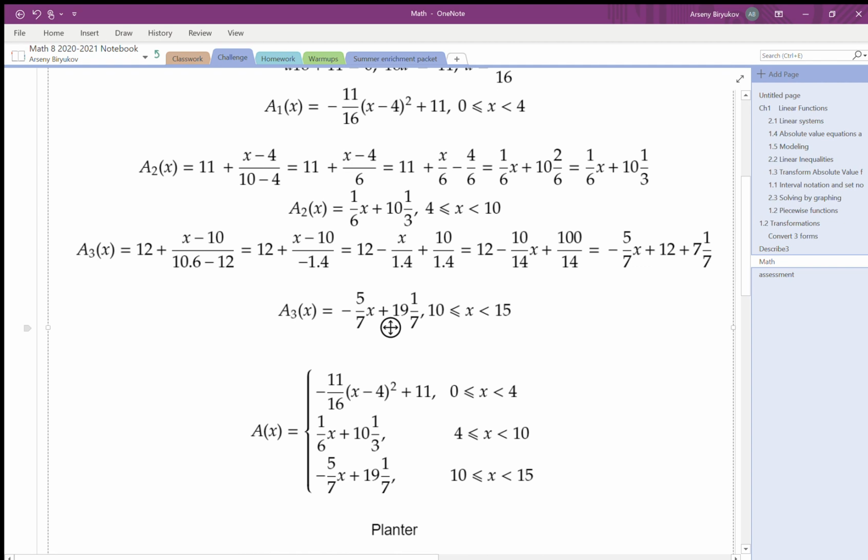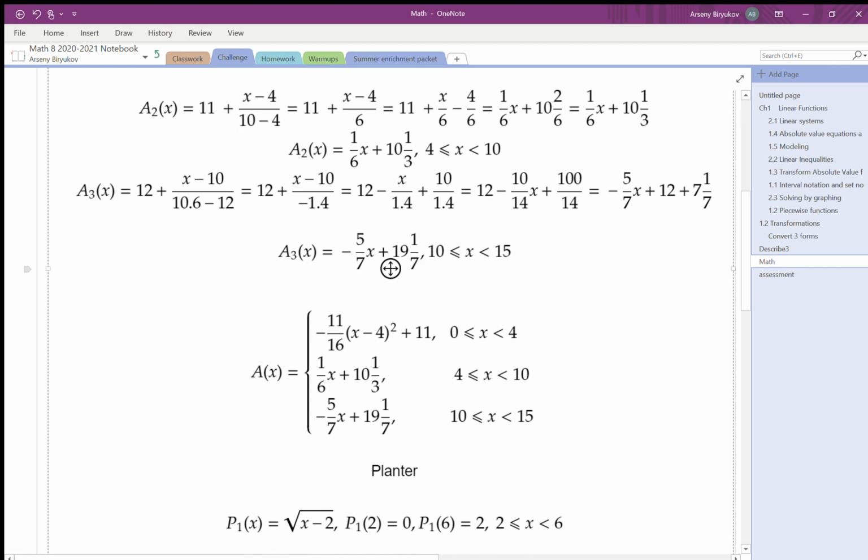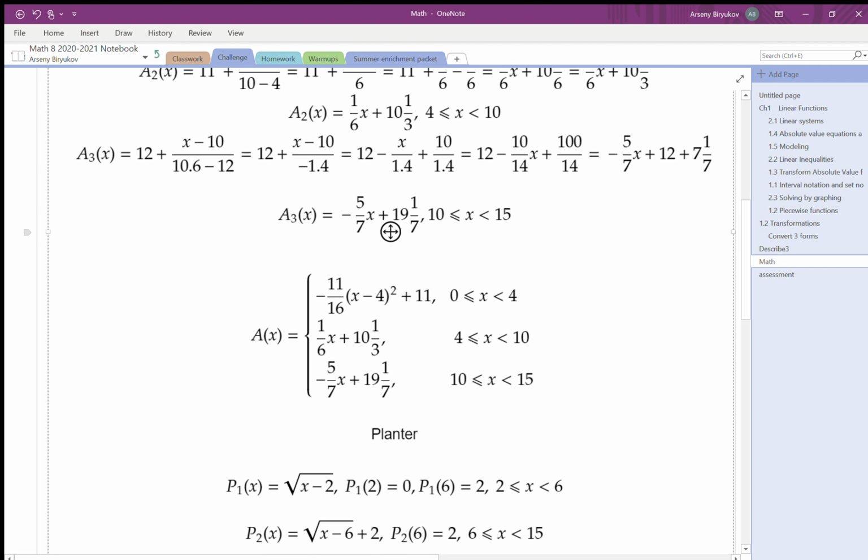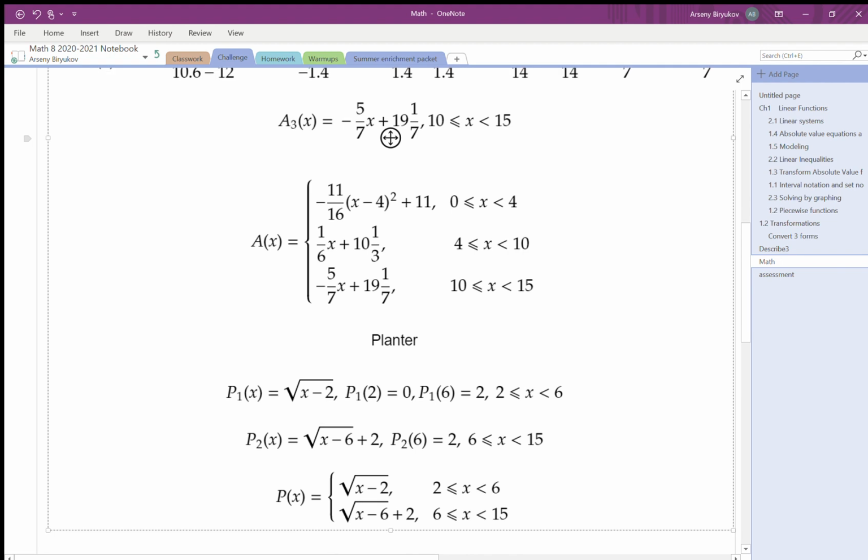To create our second piecewise function, the planters, we use the square root function. This piecewise function has two pieces. Here is the first one, and here is the second one. Now this is the final result and the second piecewise function.